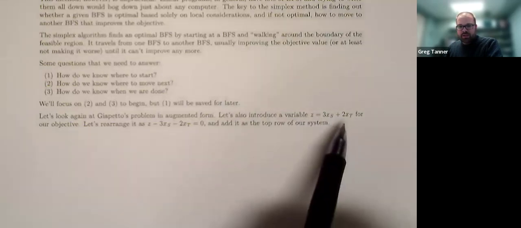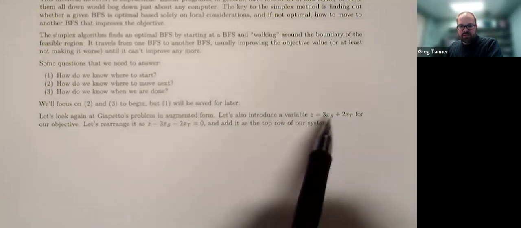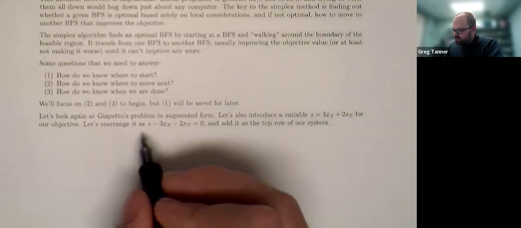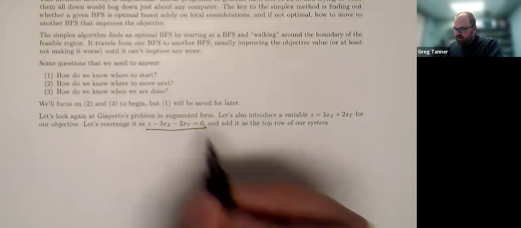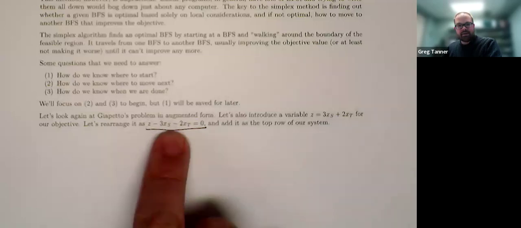And we're going to do a little trick in that we want all our variables on the left side of the equation. And so we'll subtract 3xs and 2xt over to the other side, so that we have this equation here. And we're going to treat this equation just like we treat our constraints. It's a little bit special as a constraint because it's really our objective. We're going to put it in the top row of our system, but essentially we're going to take that augmented system now and add this to it.